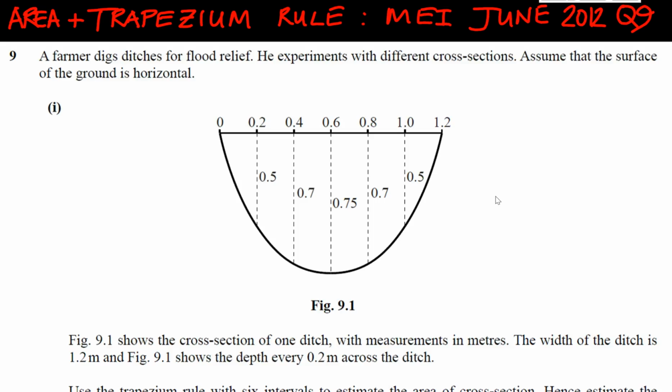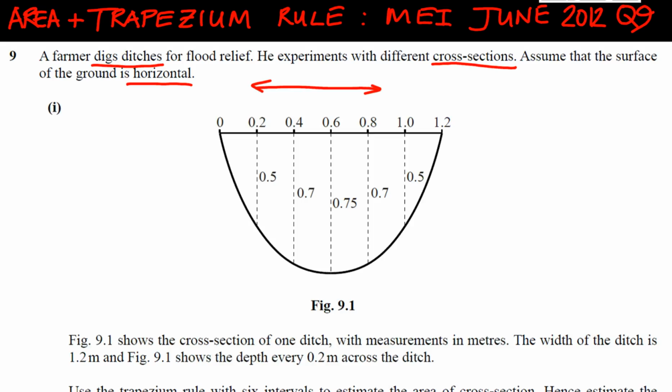Okay, so let's have a look as ever at what they've asked us in the question. A farmer digs ditches for flood relief. He experiments with different cross sections and assume that the surface of the ground is horizontal. Okay, and now we've got a very nice diagram here with a series of coordinates going across, left to right horizontally, and then we've got some depth here for the ditch.